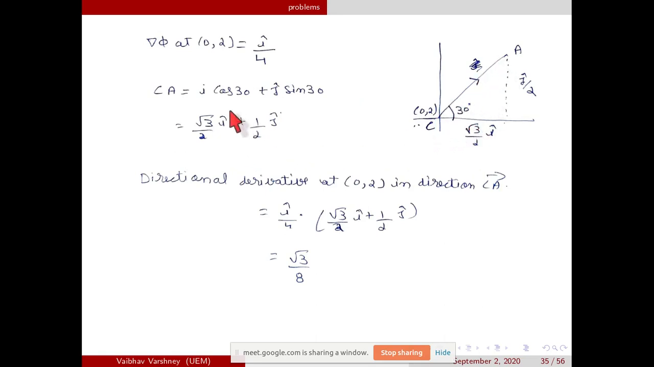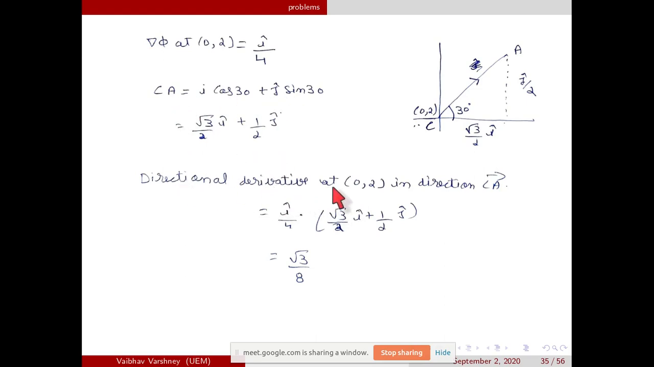And see, this is the vector at 30 degrees. The vector at 30 degrees will be cos 30 i cap plus sin 30 j cap. So cos 30 is root 3 by 2 and sin 30 is 1 by 2. So we will get this vector: root 3 by 2 i cap plus 1 by 2 j cap. So this is the vector at 30 degrees with this point. Now we have to calculate the directional derivative in this direction. So whatever del phi we have got, we have to take the dot product of that with this vector at 30 degrees.